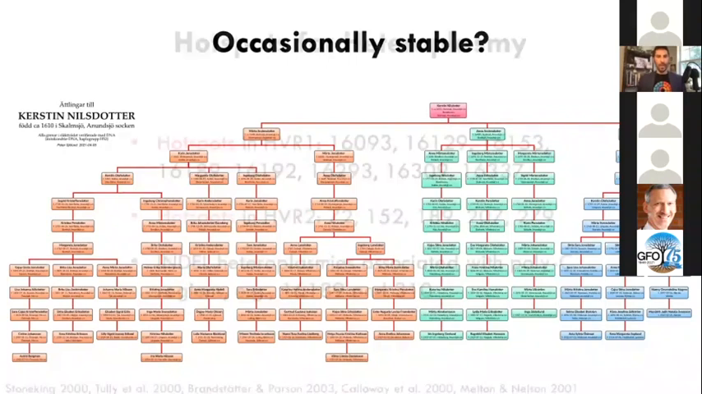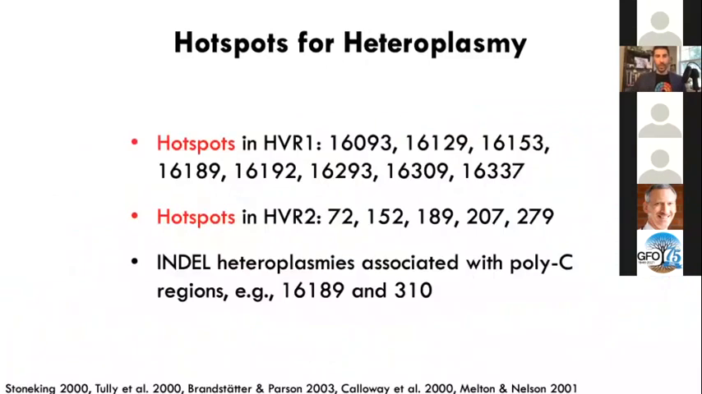The hotspots for heteroplasmies tend to be in the control region. So in HVR1, in positions from 16093 to 16337, HVR2 from 72 to 279, and length or indel polymorphism heteroplasmies tend to be at the poly-C regions. So we have a poly-C, meaning multiple Cs in a row, at 16189, and the region from 309 to 315.